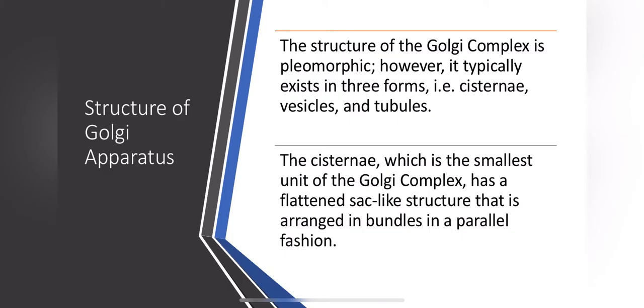Structure of Golgi apparatus. The structure of the Golgi complex is pleomorphic; however, it typically exists in three forms, i.e., cisternae, vesicles, and tubules. The cisternae, which are the smallest unit of the Golgi complex, have a flattened, sac-like structure that is arranged in bundles in a parallel fashion.